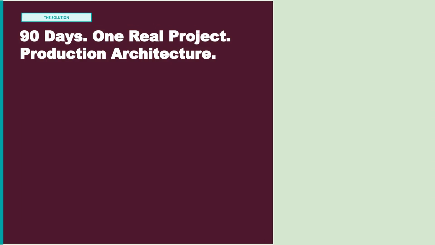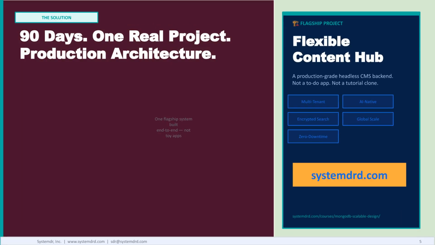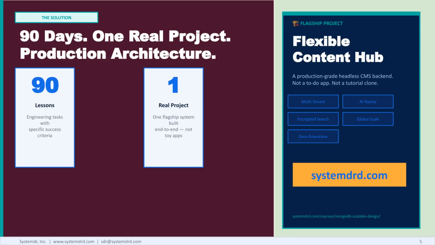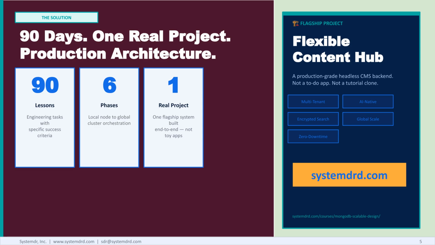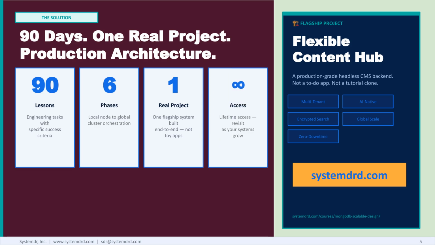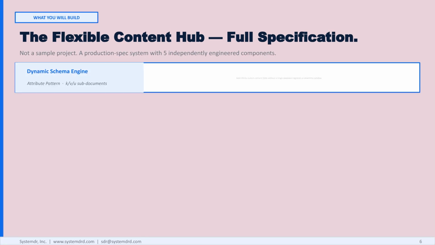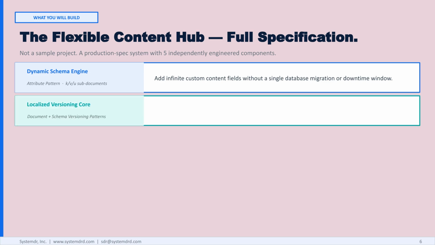This is a 90-day curriculum centered around one real project, the Flexible Content Hub. It includes 90 lessons across 6 phases, culminating in a production-grade system. We focus on the why behind every command. The Flexible Content Hub is a production spec system with 5 engineered components.